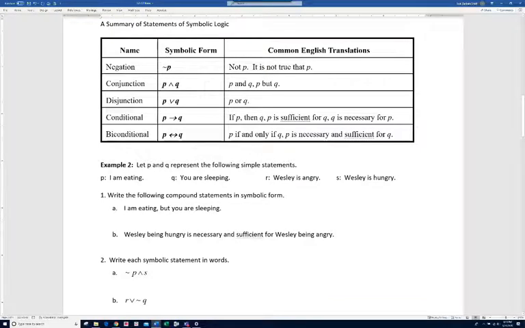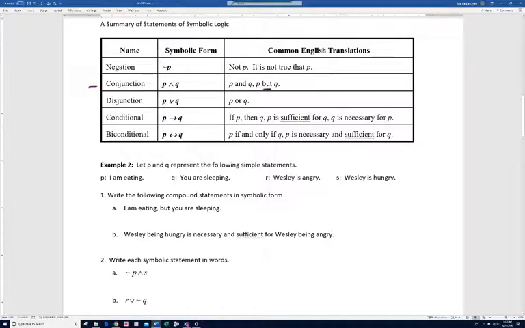So at the top here, I have a summary of symbolic logic statements. These are all the ones that we've discussed. I just want to point out a couple of things. On the conjunction, notice that we could also use the word but instead of and. If we use the word but, it's another way to indicate a conjunction. So you want to watch out for that.